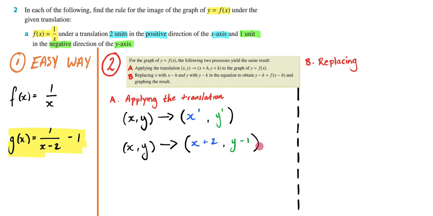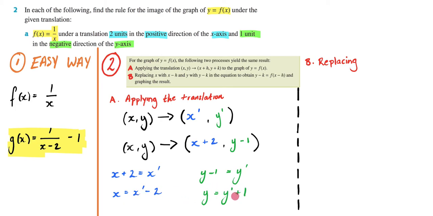Perfect. So this is my new point. So both of these right here represent my new point. So what I can do then is say, well, that means x plus 2 is going to equal x dash. So x plus 2 equals x dash. And so too, y minus 1 equals y dash. Because both of these represent the new point on my newly translated graph. So after I've done this, I'm then going to rearrange. So I get x equals x dash minus 2. And on here, I will get y equals y dash plus 1.